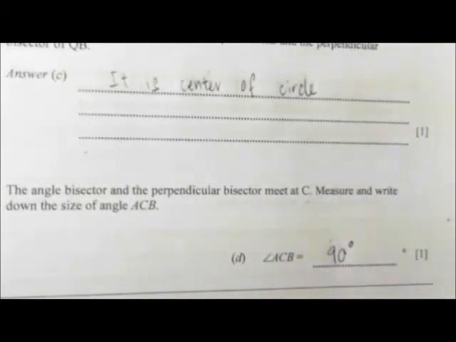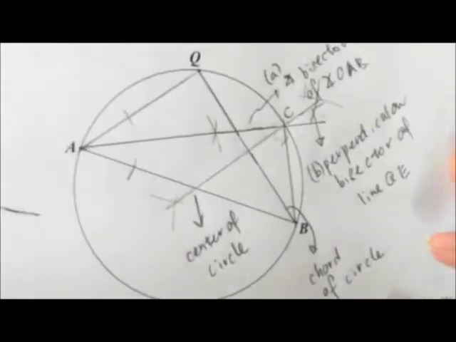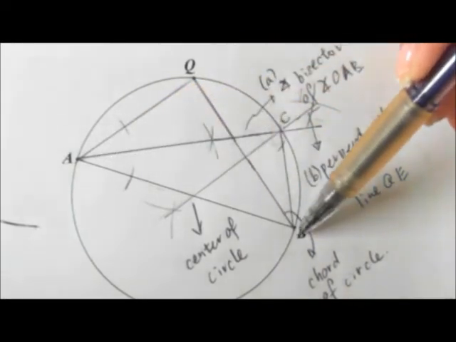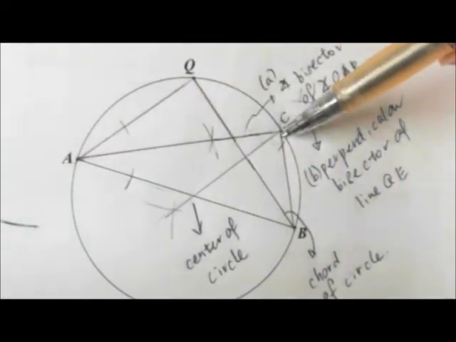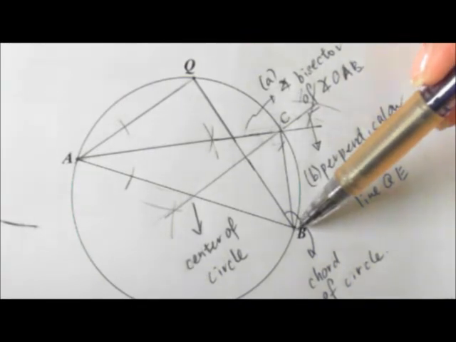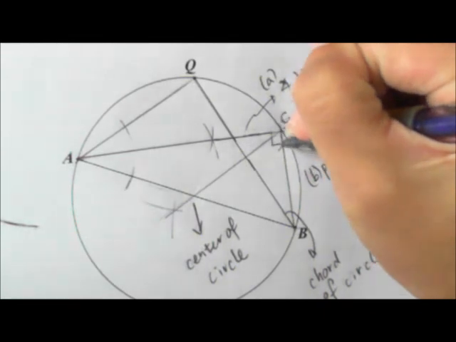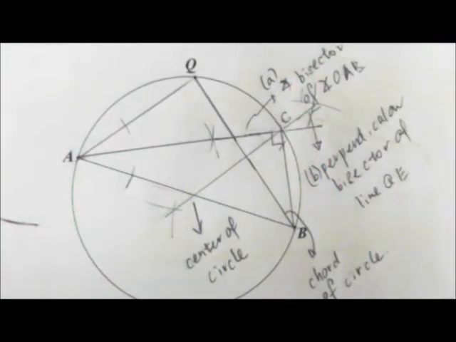Let's recall circle properties. AB is the diameter of the circle. So ACB will be angle in a semicircle. So without even measuring, you should know that it is 90 degrees.